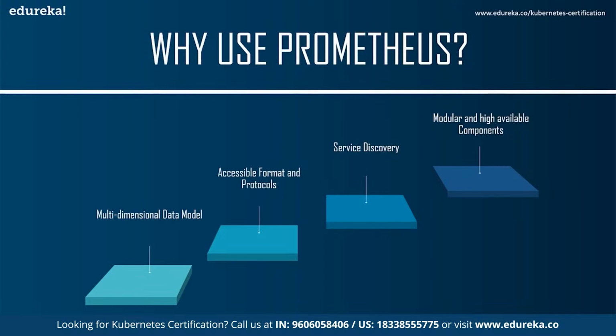The second reason is it has accessible format and protocols. Exposing Prometheus metrics is a pretty straightforward task. Metrics are human readable in a self-explanatory format that we'll see later on in this session, and published using a standard HTTP transport. Later on in this session, we can check the metrics that are currently exposed by using our web browser.